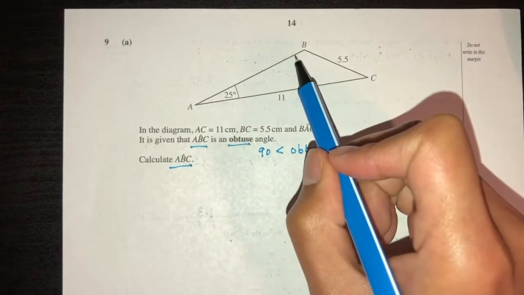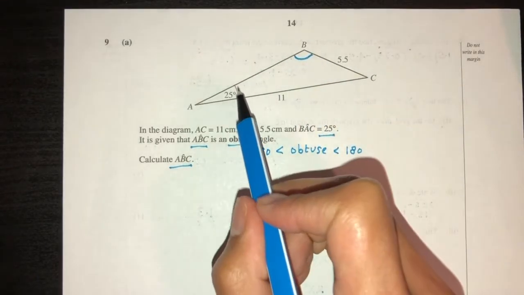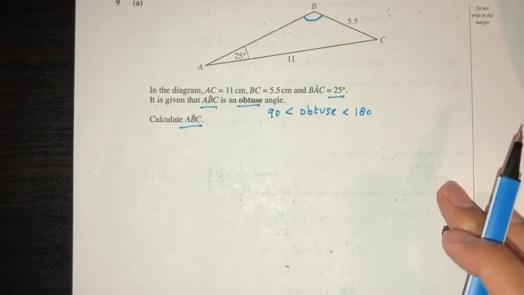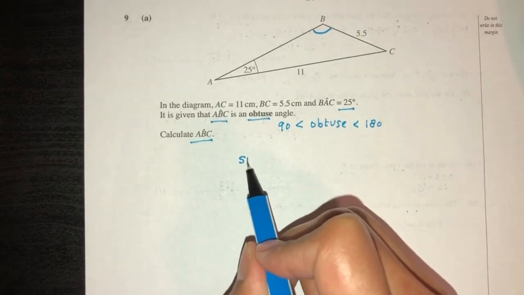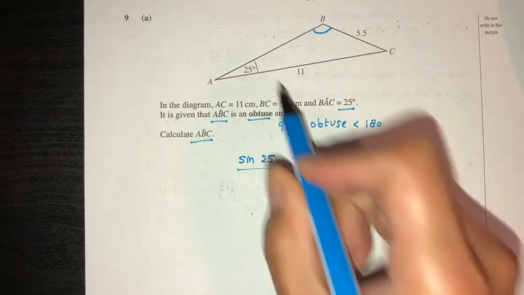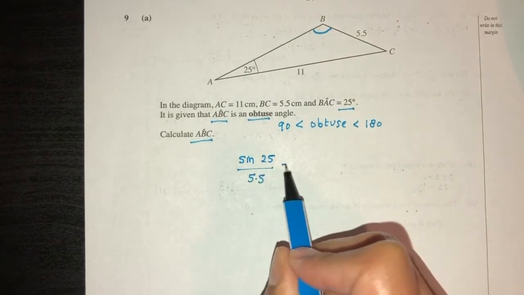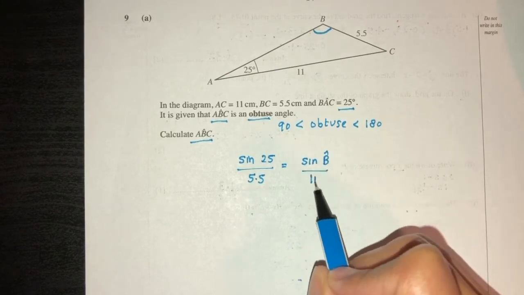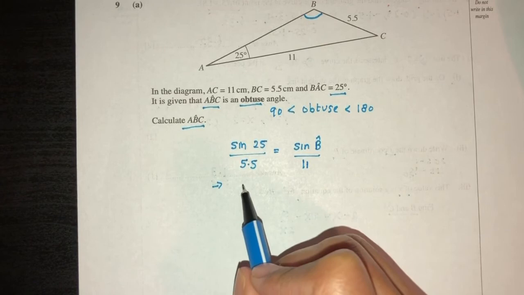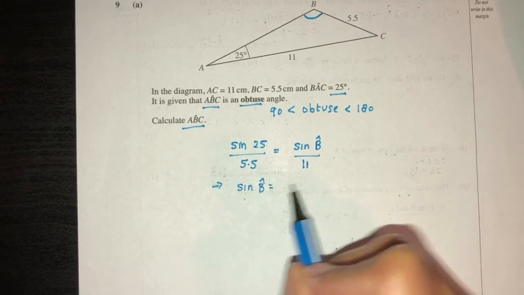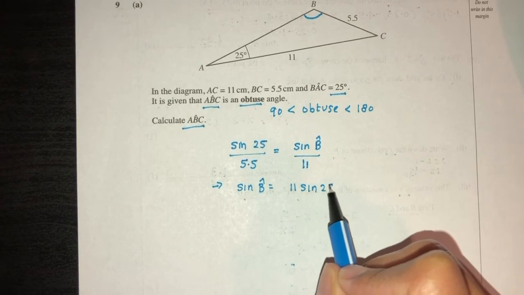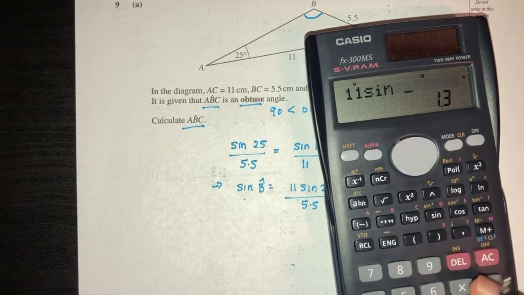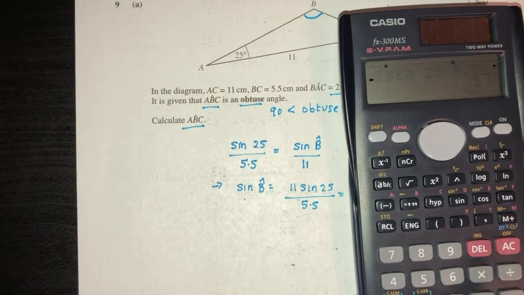So you have to know this to find the angle. So we have to find this angle ABC. Since we know this angle, we know this side, we have to know this angle, and this is how we can use your sine rule. So sine of the angle of 25 over 5.5 should be equal to sine of the angle B over 11. So from this you will have sine of B is equal to 11 sine of 25 divided by 5.5. Let's see what do we get.